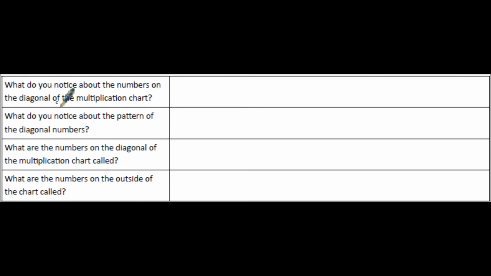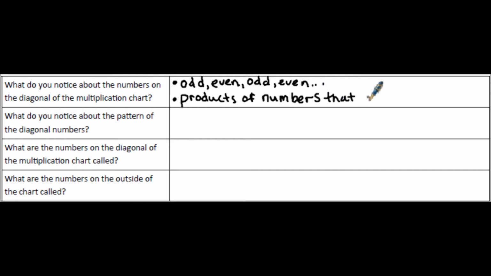What do you notice about the numbers on the diagonal of the multiplication chart? These are the ones that we colored in yellow. You might notice that these numbers alternate, going odd, even, odd, even, and continuing in that manner. You might also notice that all of these numbers on the diagonal are products of a number or numbers that are squared or multiplied by themselves.